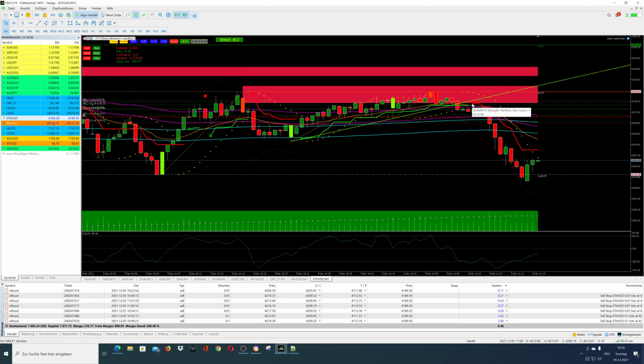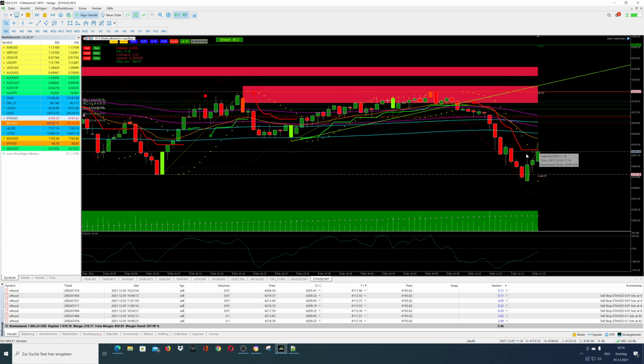And second, I have here the Supertrend indicator. The Supertrend indicator shows you if a trend is intact or not. We currently see that the price goes over the Supertrend, but the Supertrend is still red.